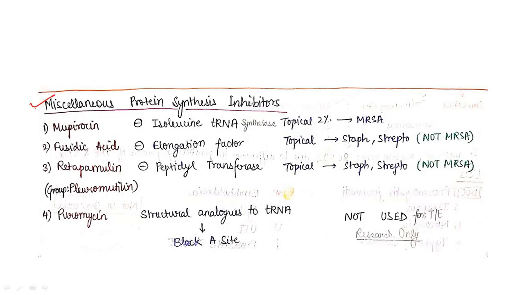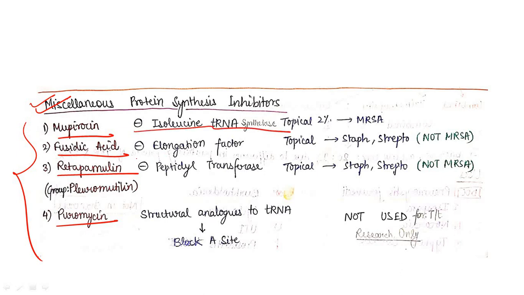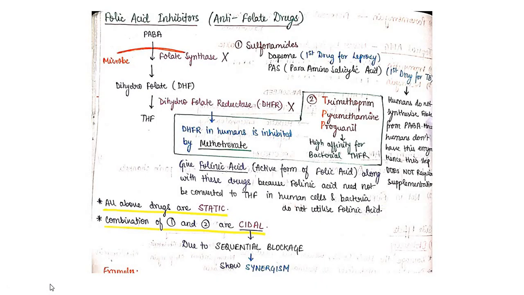Now these are the miscellaneous protein synthesis inhibitors: mupirocin, fusidic acid, retapamulin and puromycin. These are the four. Mupirocin basically inhibits isoleucyl tRNA synthetase, fusidic acid inhibits elongation factor, retapamulin inhibits peptidyl transferase, and puromycin is a structural analog of tRNA. So in the next video we will start with the folic acid synthesis inhibitors.